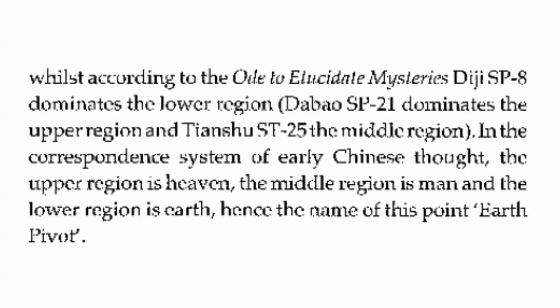Well, according to the Ode to Elucidate Mysteries, spleen 8 dominates the lower region, while spleen 21 dominates the upper region and stomach 25 the middle region. In the correspondence system of early Chinese thought, the upper region is heaven, the middle region is man, and the lower region is earth. Hence the name of this point, the earth pivot.